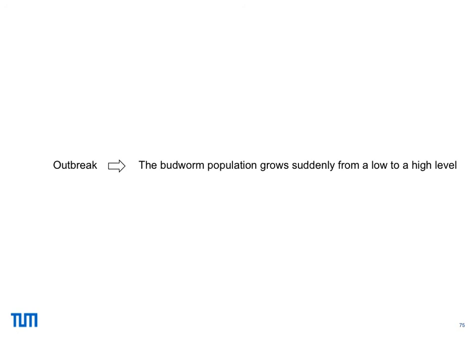Here again is the definition of outbreak. In this problem, the budworm population grows suddenly from a low to a high level. And again, we have the question of, okay, low and high, but what is low and what is high? This is something we already saw in the case of the bead on the rotating ring. We have to somehow define a non-dimensional problem to be able to assign what is low and what is high by comparing terms.